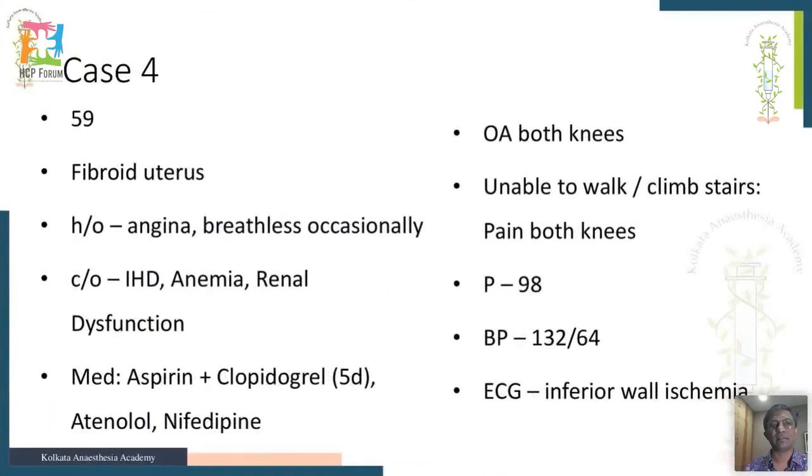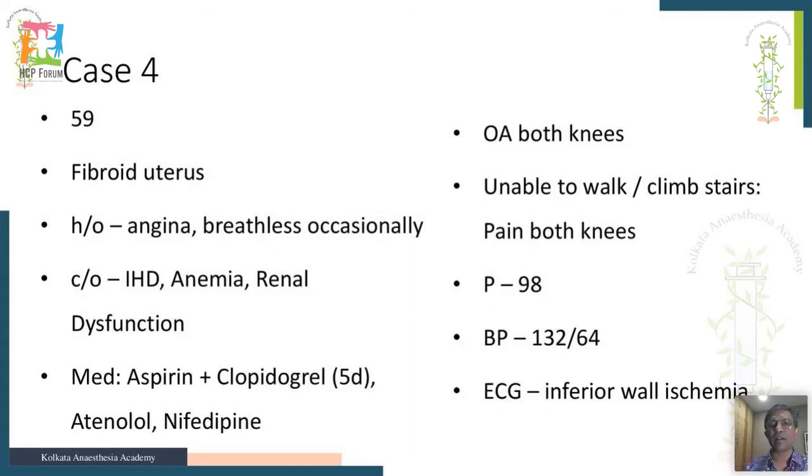Fibroid uterus needing a hysterectomy, angina, breathless occasionally, ischemic heart disease, on medication. The only thing is she also has osteoarthritis of the knee, unable to walk, climb stairs, and is a little tachycardic. What next?